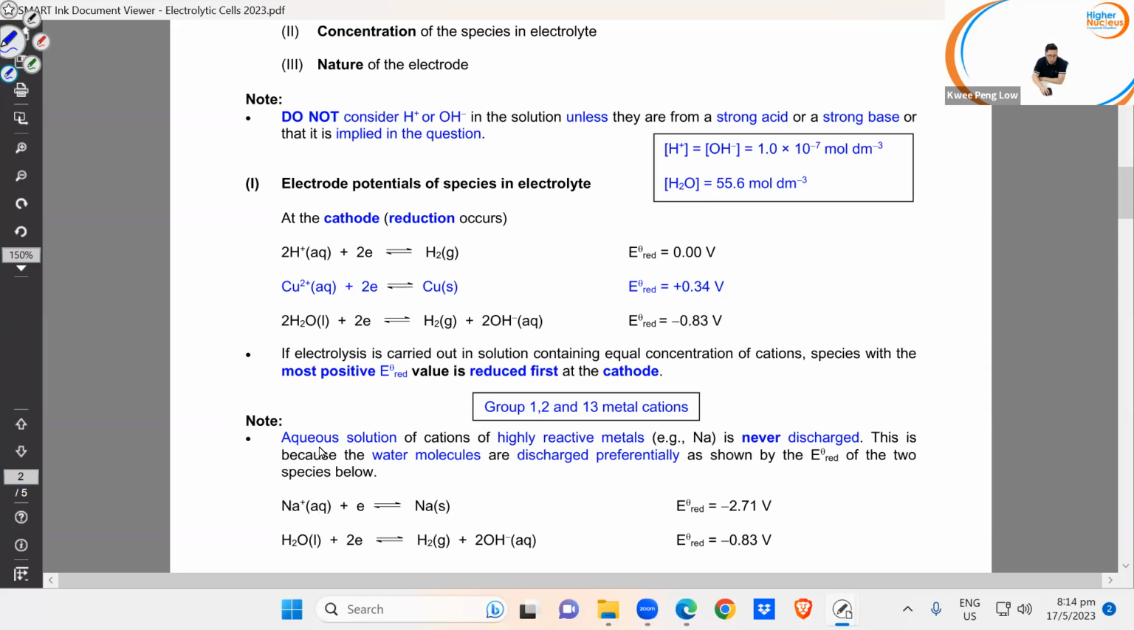So as long as you have aqueous solution and there's water, all these group 1, group 2, group 13 metal cations will never get a chance to be reduced because water is always in front of them. Okay, so that's cathode.